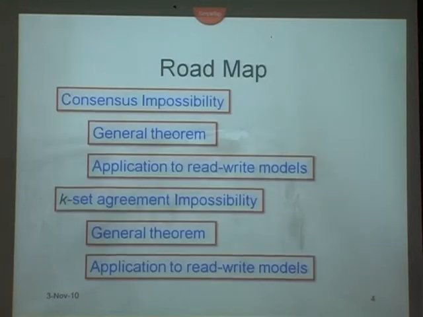So this is a roadmap. What I'm going to do is give you a general topological property that says that consensus is impossible in a particular model or for a particular protocol. Then I'm going to give you a specific application to read-write models to show that in read-write models this theorem applies. Then I'm going to go over and do the same thing, only now for k-set agreement. And I'm going to give you a general topological property and application to read-write models.